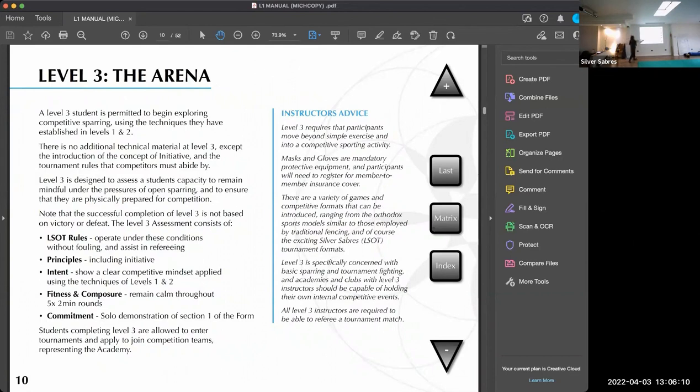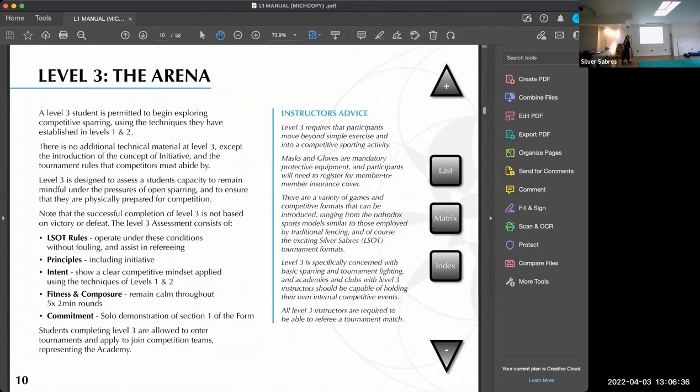A successful completion of level 3 is not based on victory or defeat. A level 3 assessment consists of the LSOT rules, operating under these conditions without fouling and assisting in refereeing. Principles, including initiative, all the principles we've gone over previously. Intent: show a clear competitive mindset applied using the techniques of levels 1 and 2.